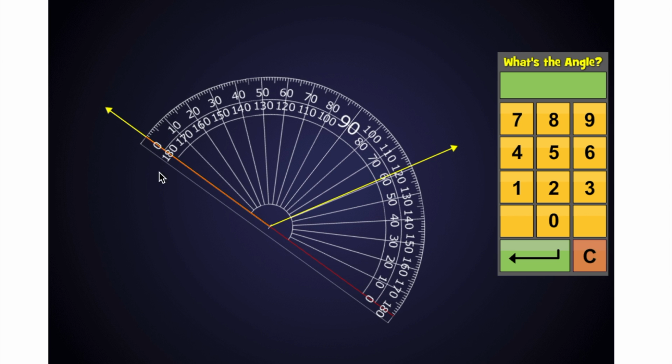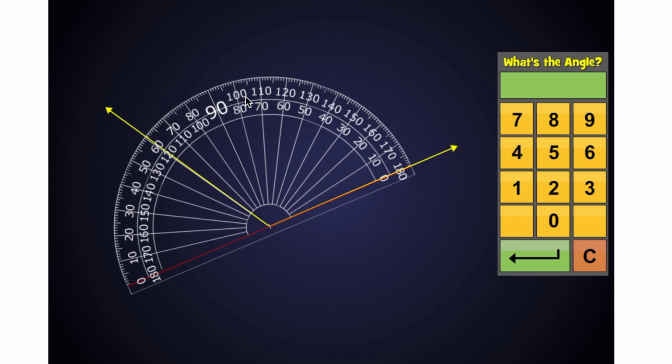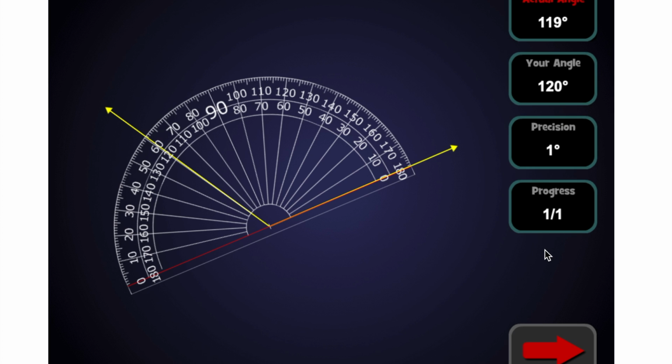Using this yellow arrow, you read the numbers that are on the outside of the protractor, and when we use this one, you read the numbers on the inside. So right here, we would measure out this direction, and here we see it lines up at about 120, so we type that in, press the little arrow, and it told me that the actual angle was 119 degrees. I put 120, so I was 1 degree off, and they gave me credit.